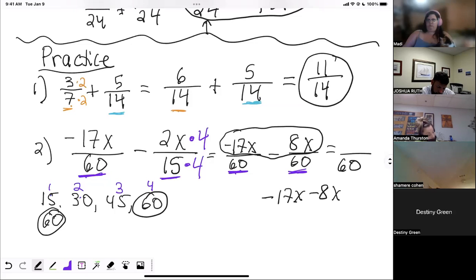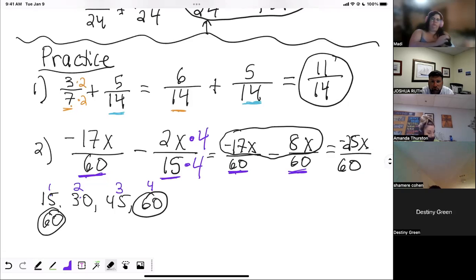Well, one thing at a time, let's do our numbers. Negative 17 minus 8. Okay, so that's the same sign, so I add them and keep the sign. That's negative 25. And the x just stays: negative 25x.